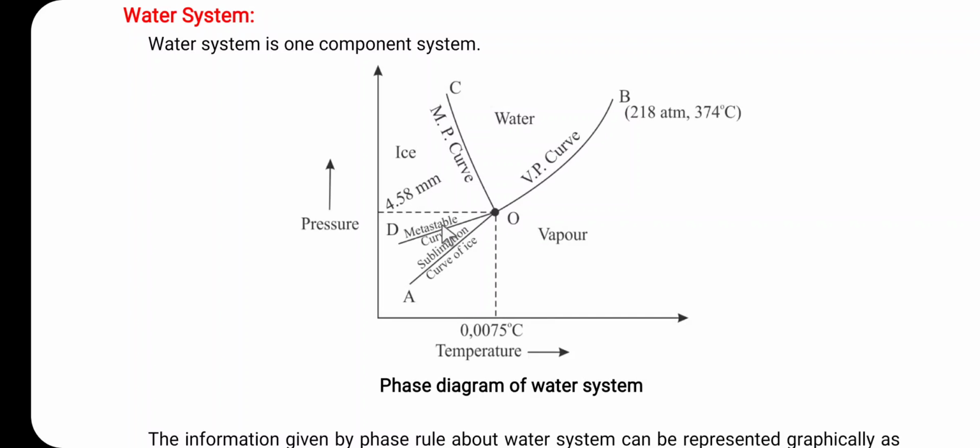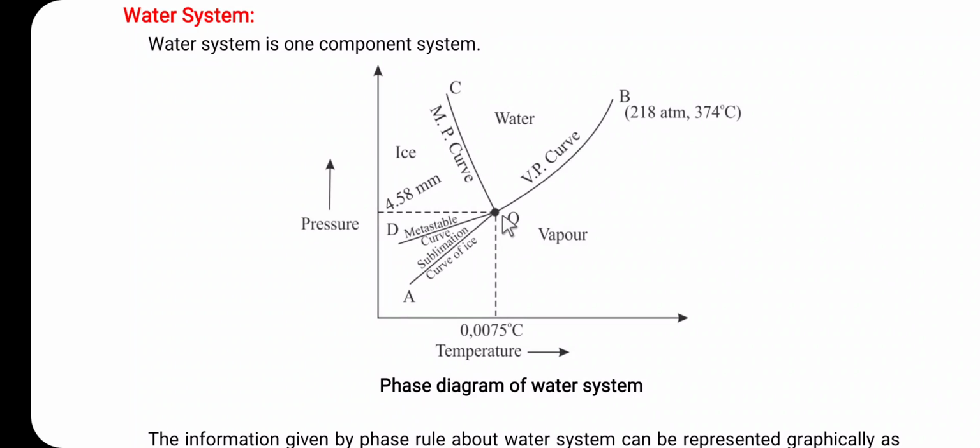The first part is the curves, and the second is the areas. The area below the AOB curve contains the vapor phase only. In the area BOC there is the water phase, and in the area AOC there is ice. Then there is only one triple point, that is O.